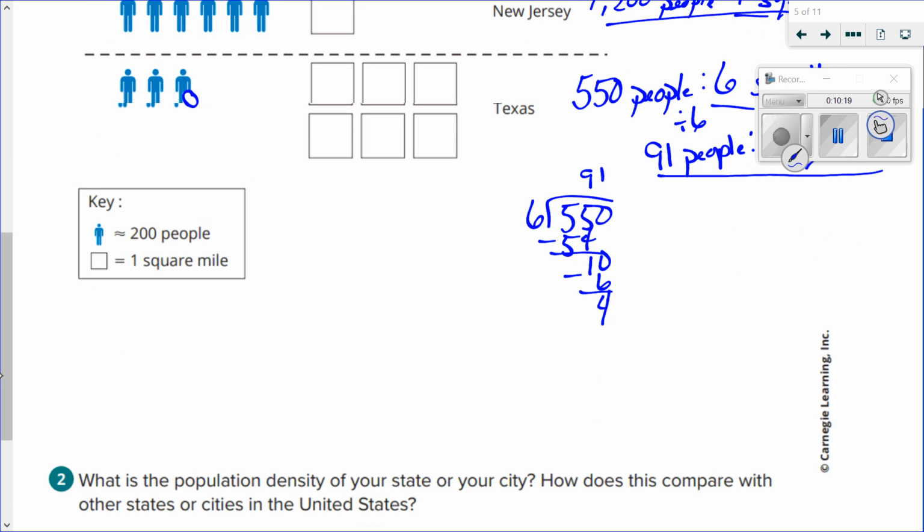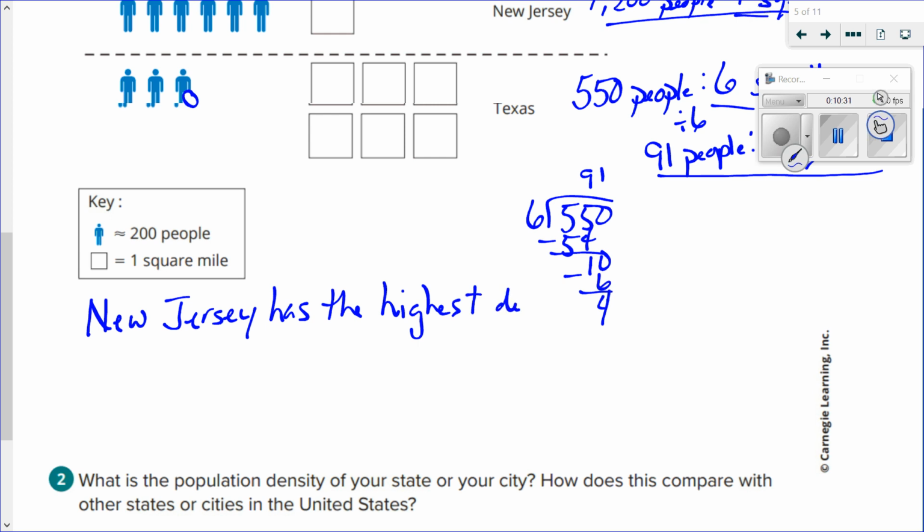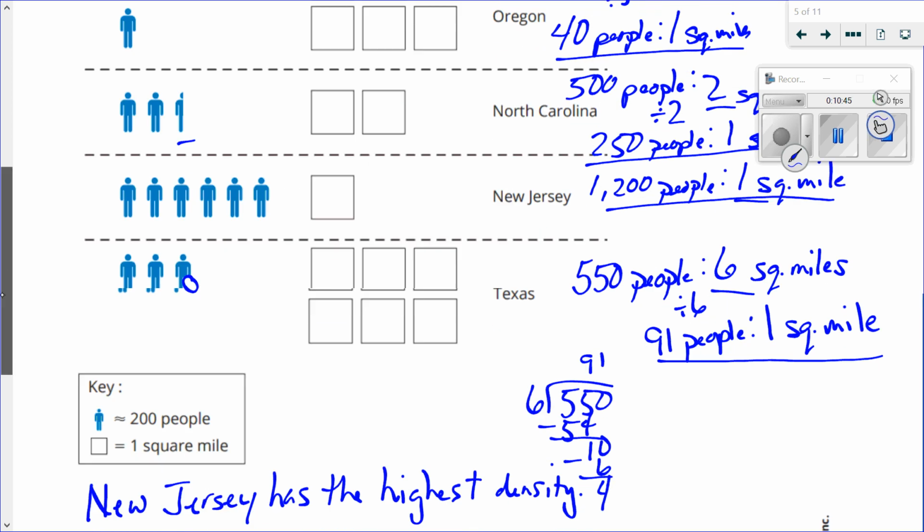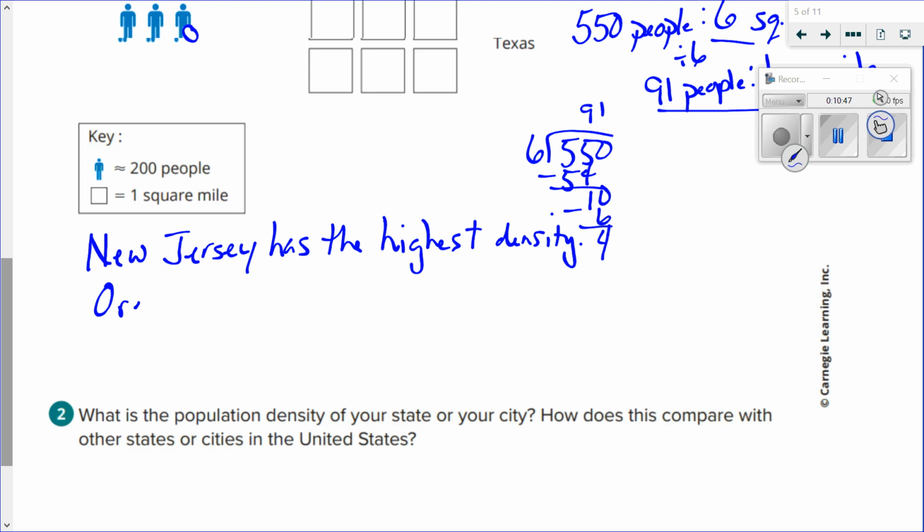Okay? So the first answer for number one, New Jersey, has the highest density. Which one had the lowest then? Ended up being Oregon at 40. Because 91, 40, 91, 250, 1,200. So Oregon has the lowest density.